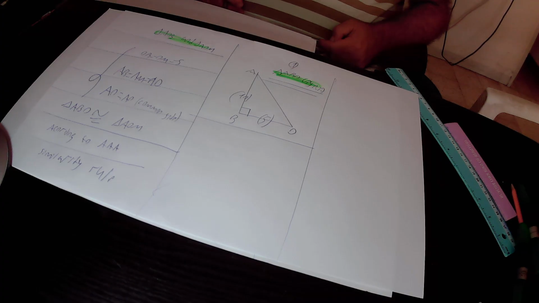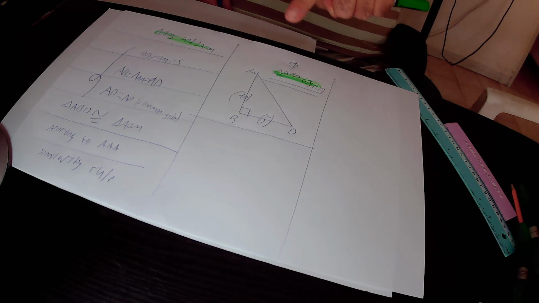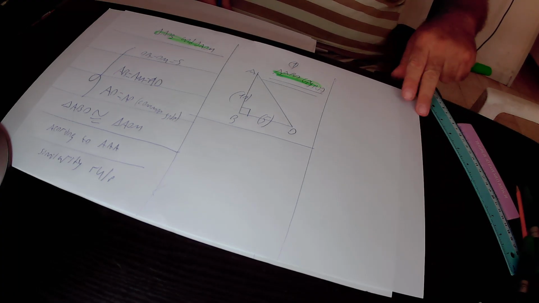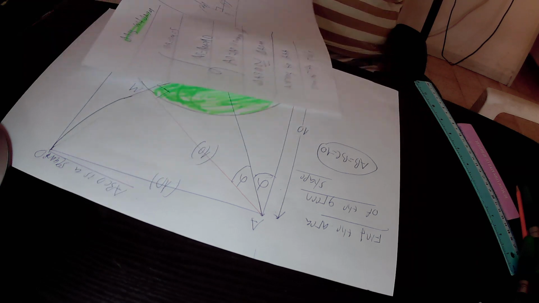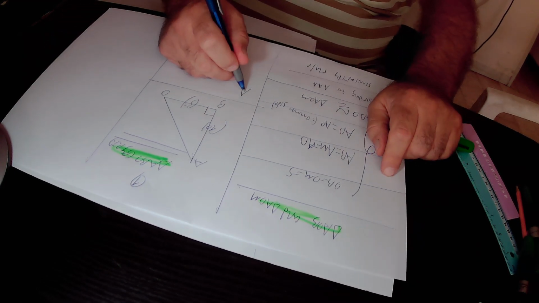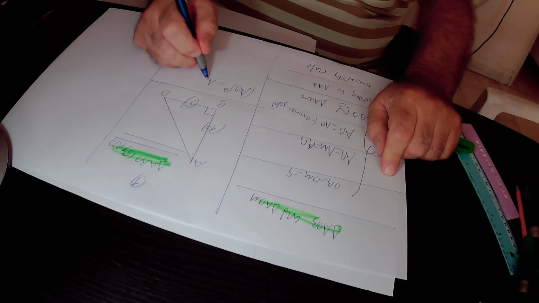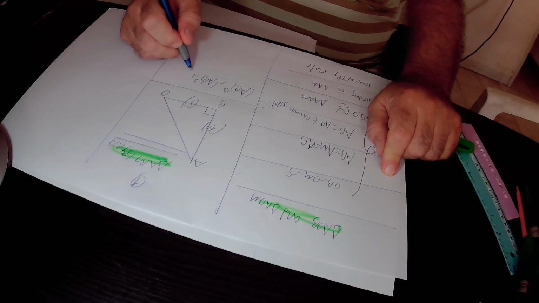This is the right triangle ABO. AO squared, that is the square of the hypotenuse, equals AB squared plus BO squared. So write it down. AO squared, this is the square of the hypotenuse, equals AB squared plus BO squared.